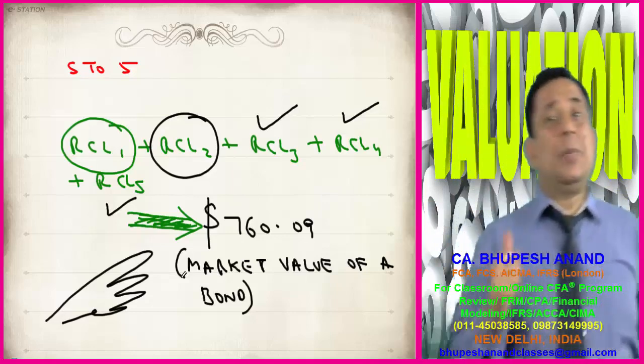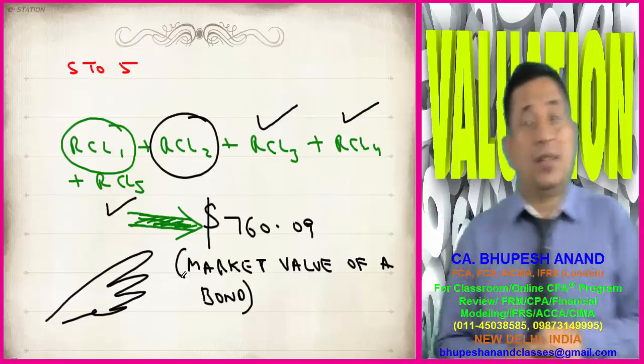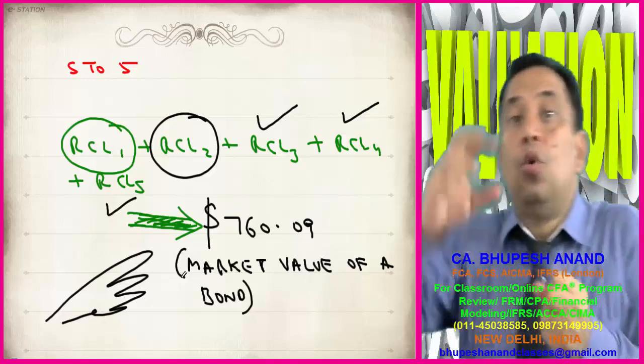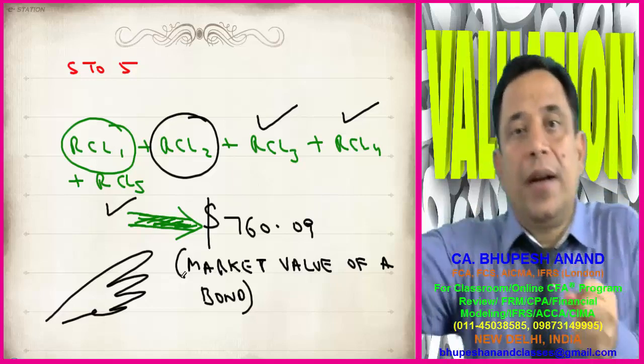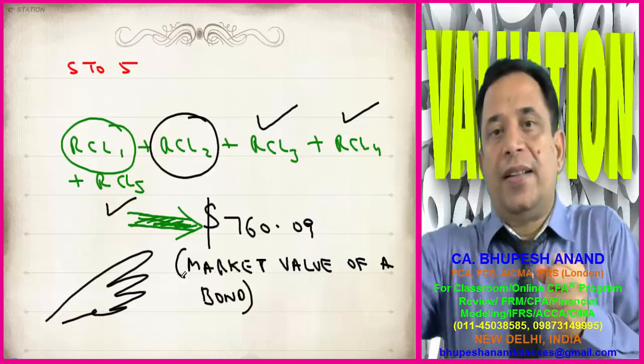Now what is the interpretation of 760.09? This is the value of a bond whose face value is this, whose coupon rate is this, and the spot rates are this.